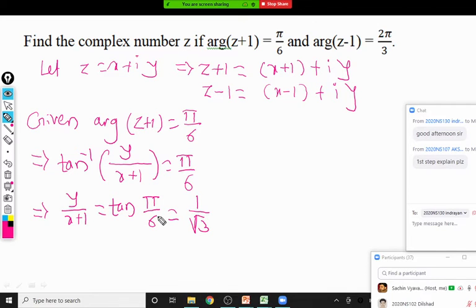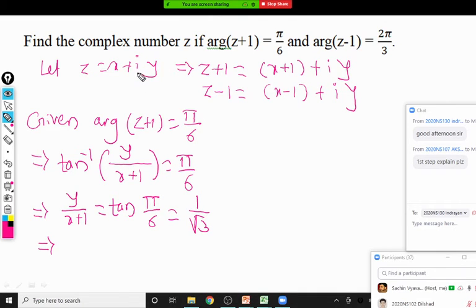Now, if you cross multiply this equation. Sir, this is the property. Argument z plus 1 is equal to tan inverse. No, this is not a property. This is given here, and this is the formula. This is a formula of argument only, that is theta. Formula for theta: theta is tan inverse y by x. If you want theta for a complex number z, what will you do? Tan inverse y by x.